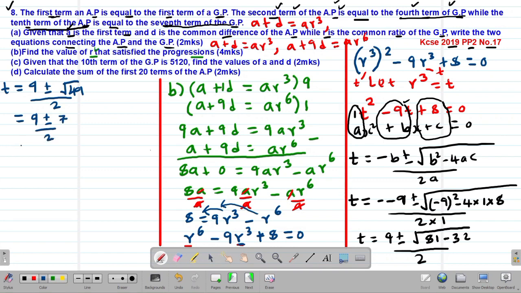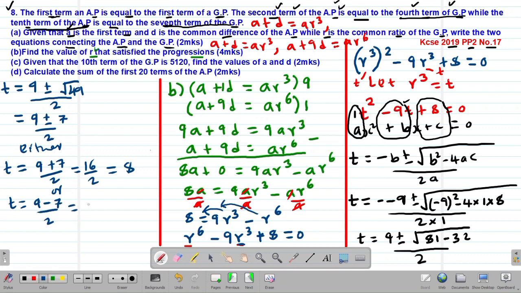So this one means that either t is equal to 9, then plus 7, then of course divided by 2, which will give me 9 plus 7, I'll get 16, then divided by 2, which will give me positive 8. Or the other possible value of t will be 9, then of course minus 7, divided by 2, which will give me 9 minus 7. Of course, I'm going to get positive 2 divided by 2, which will give me 1.